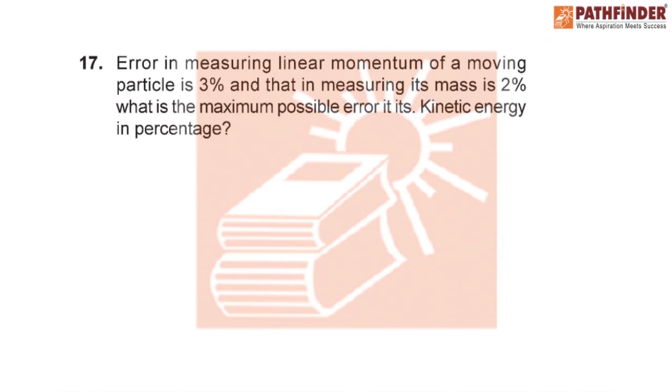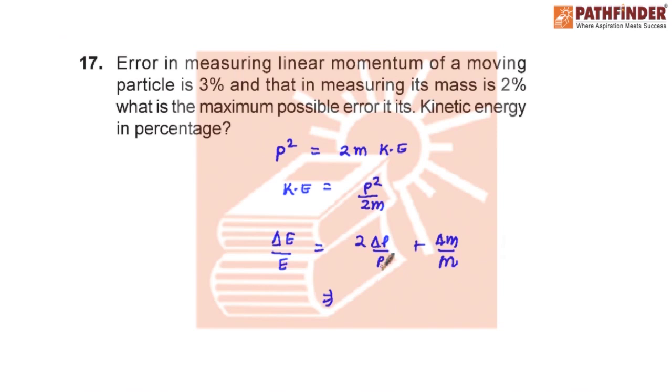Error in measuring linear momentum of a moving particle is 3%, and that in measuring its mass is 2%, then what is the maximum possible error in its kinetic energy in percentage? We can use the working formula P square is equal to 2m times kinetic energy. So kinetic energy can be written as P square upon 2m. So delta E by E is equal to twice of delta P by P plus delta M by M. So if momentum error is 3% and mass error is 2%, we get 8. So 8% is the correct answer. For integer type, 8 is the correct answer. Let us move to the next question.